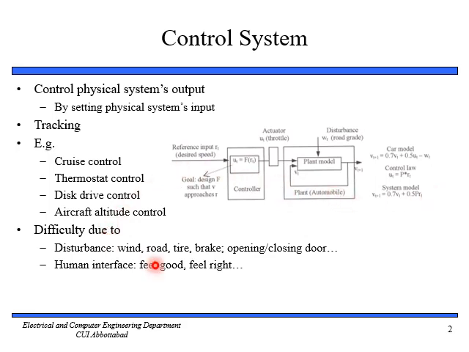So why do we have difficulty in modeling and controlling this? Because we can have disturbance due to wind, road, tire, brake, opening and closing of the door, or we can have human interference, which can be about feeling good or feeling right. For example, if the car is going too fast, we're not feeling good. If it's going too slow, we have a problem too. These are the major issues which result in difficulty in the control of car speed. All these are external factors: disturbances, wind, road, tire, brake.